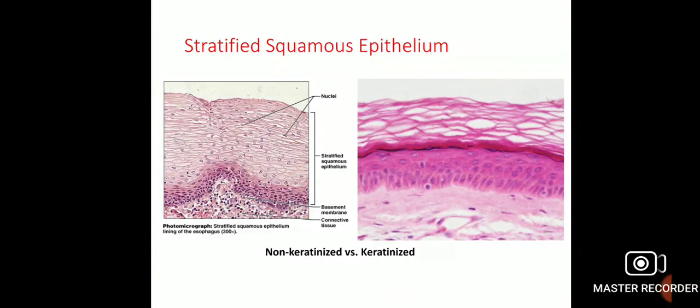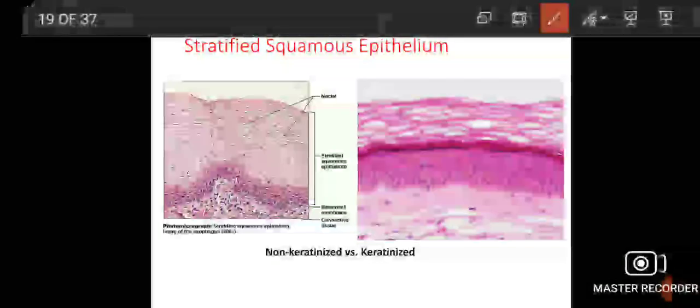Okay, now you can see clearly in this diagram. This is stratified squamous epithelium lining of the esophagus. This is stratified squamous non-keratinized epithelium. This one is non-keratinized epithelium present in the esophagus, and this is the stratified squamous keratinized epithelium in the epidermis of the skin.